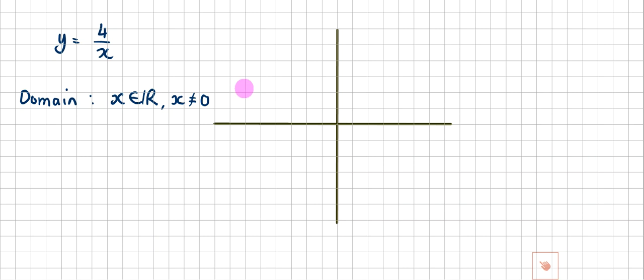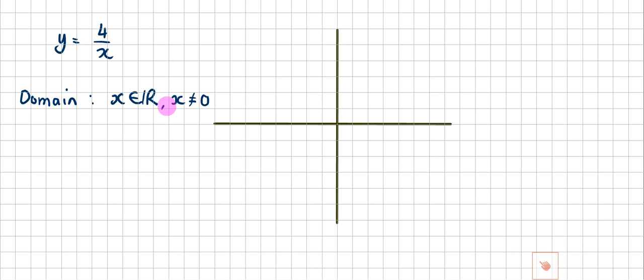Now, the reason why it's not just x is greater than 0 is because x can be less than 0 as well. It can be negative, it just can't be 0. Do you know what this means? X element of R? X is an element of the set of real numbers. Yeah, that's what is an element of R for real numbers.